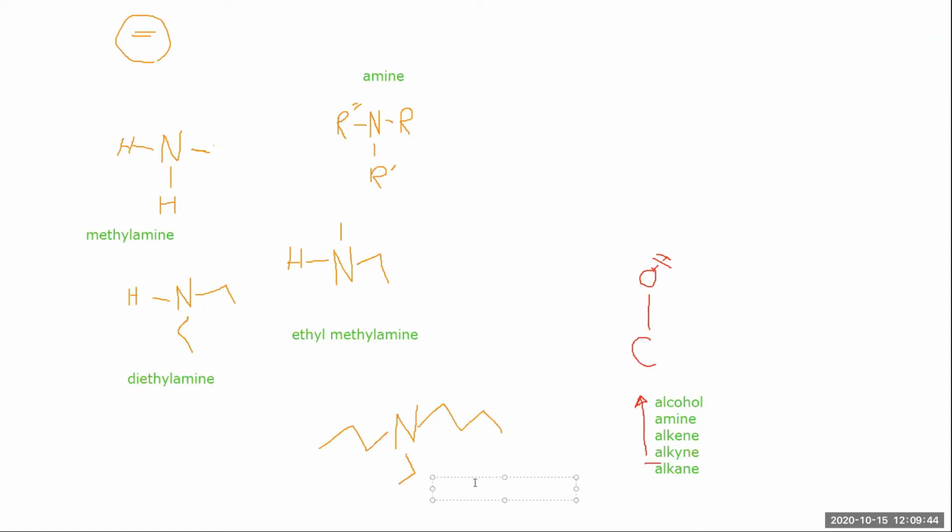Would it be ethyl propyl butylamine? So which one is first alphabetically? Butyl. Okay. So that's 1, 2, 3, 4. That's your butyl. And who would come next? Ethyl. And then our last one would be propylamine.